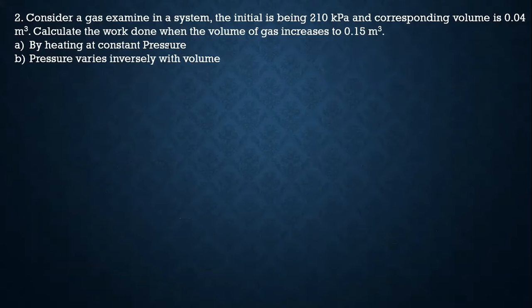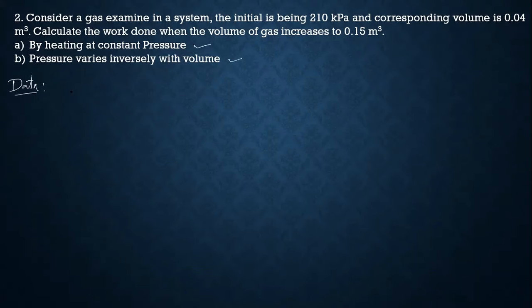Next problem is consider a gas enclosed in a system. The initial pressure is 210 kilopascal and corresponding volume is 0.04 meter cube. Calculate the work done when the volume of gas increases to 0.15 meter cube. We have two cases, one is by heating at constant pressure and another one is by pressure varying inversely with volume. Let us write the data as we got in the problem.